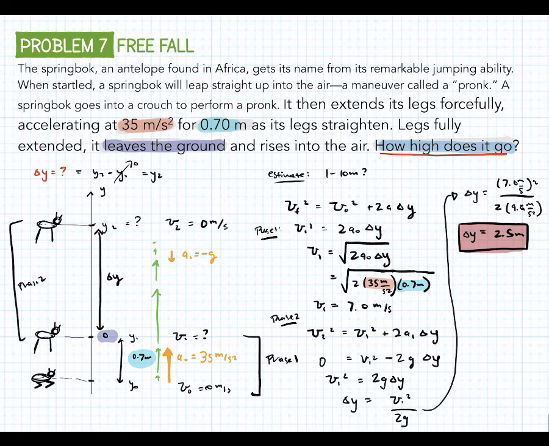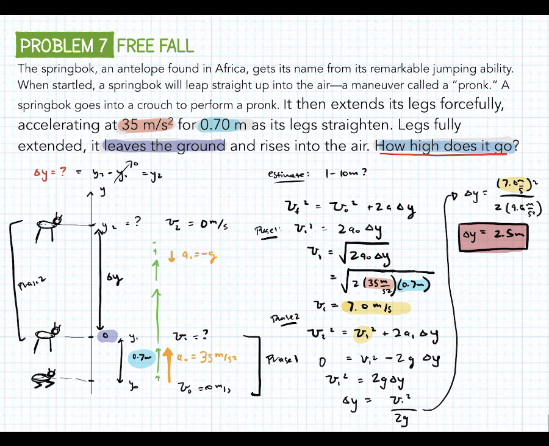Just to review, what we did here was we looked at this as 2 phases. We knew for the part where the Springbok is taking off, pronking, that it has this really rapid acceleration that's constant from 0 to 0.7 meters. That gives us our initial speed. We solved for our initial speed here, then we use that to plug in our initial speed here. It ends up over here, so that we can get our final velocity of 0. Remember, we know there's an implied final velocity of 0 because this is the peak of the jump.